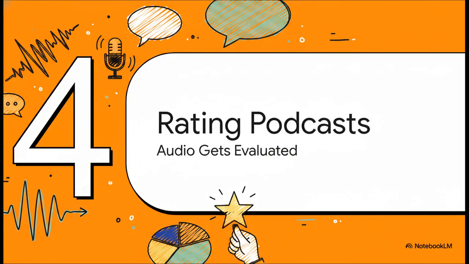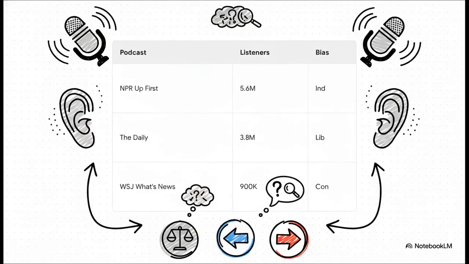Section 4. Rating political podcasts. Audio gets evaluated. Now, this is where it gets really interesting. The platform takes that same community-driven bias label and applies it to massive podcast audiences.